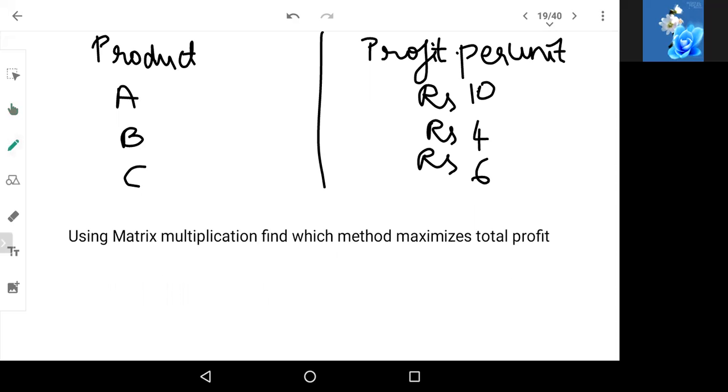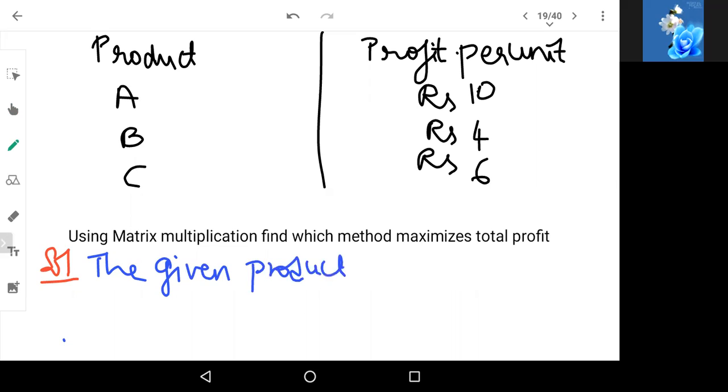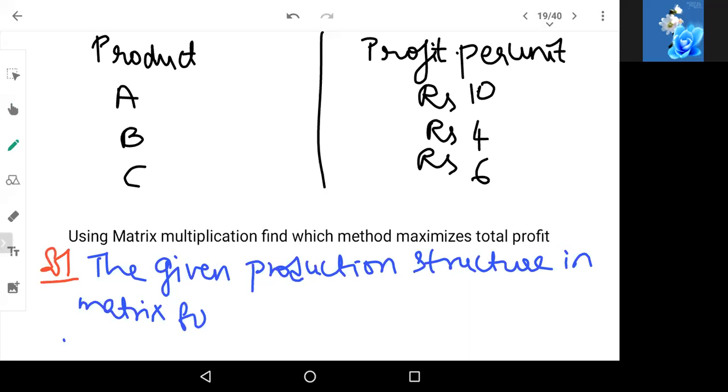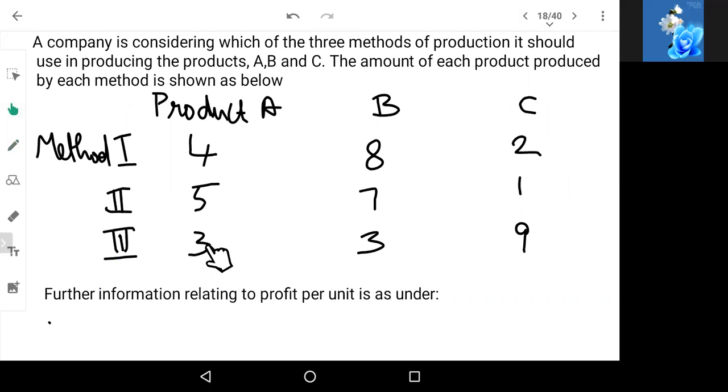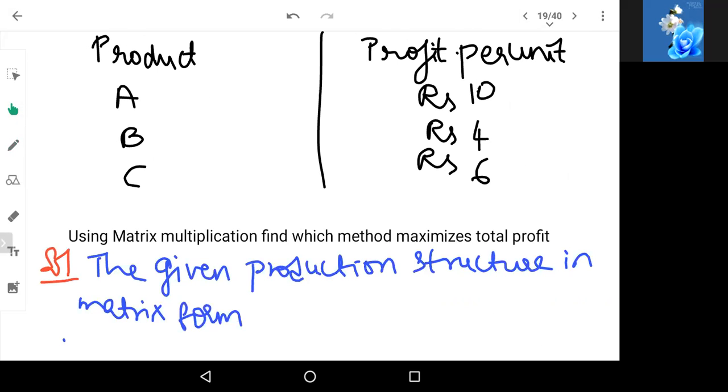Okay, so for this problem, first we have to derive the numbers into the multiplication format, and the question clearly says matrix multiplication. So we are supposed to use the multiplication property of a matrix and then find the answer. Okay, so let us do that. So firstly, the given production structure in matrix form. Now, what is the production structure? This is the production structure. It is a 3 into 3 matrix that you can form. Correct? Just take out these 1, 2, 3 and A, B, C. And if you see the numbers here, it is in the 3 into 3 format. So let us put that into a matrix form.